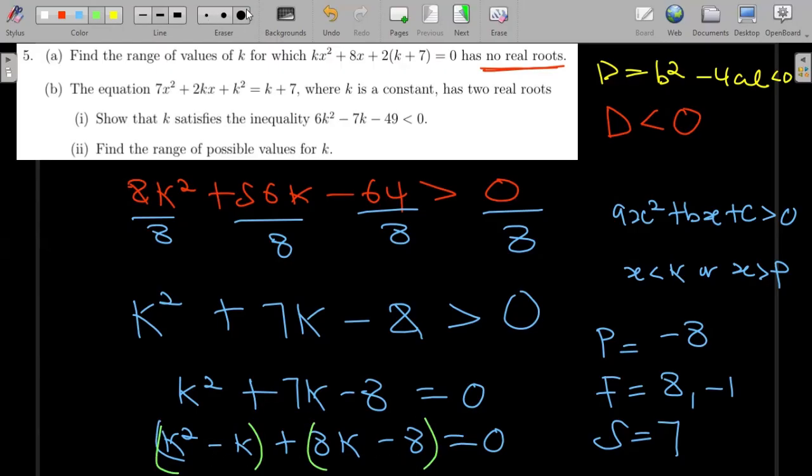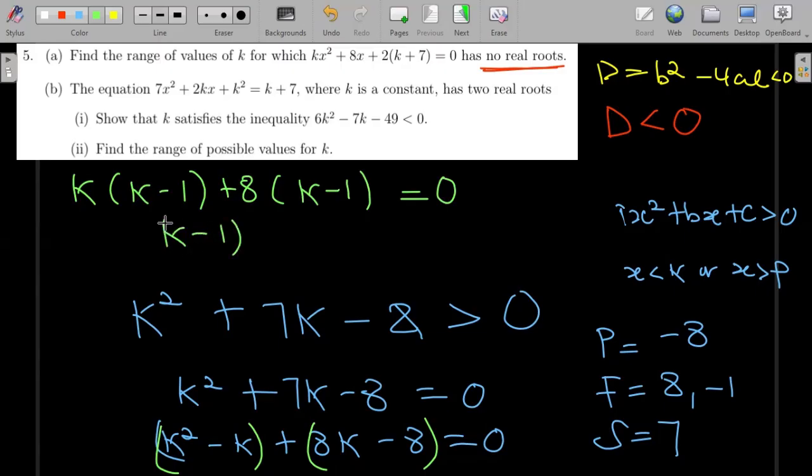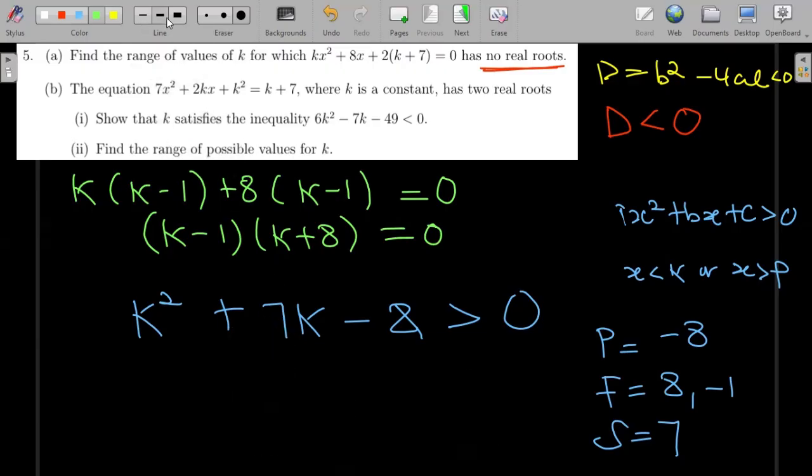So what is common in the first bracket there? What is common in the first bracket is k, and then I remain with k minus 1. What is common in the second bracket is 8, then I remain with k minus 1. And then this equals 0. So this simply means k minus 1 and then k plus 8 equals 0. When we solve that, what are we going to get? If I equate this to 0, I'm going to get that k equals 1. Or if I equate this to 0, I'll get that k is actually equal to minus 8.